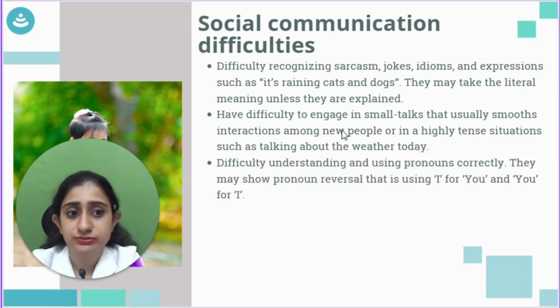Difficulty understanding and using pronouns correctly. They may show pronoun reversal, wherein they may say "I" for you and "you" for I.